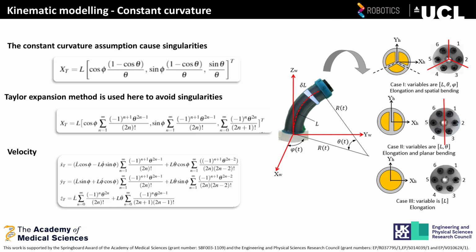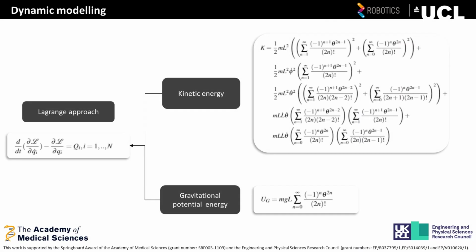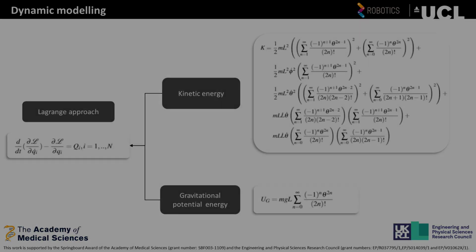Constant curvature assumption can cause singularities in the kinematic model and result in singularities in the dynamics. The Taylor expansion method is used here to avoid singularities when theta equals 0. The first 5 terms of the Taylor expansion are used in this paper. The dynamic equations are obtained using the Lagrange approach. Dynamic equations for spatial and planar motion were obtained as follows.